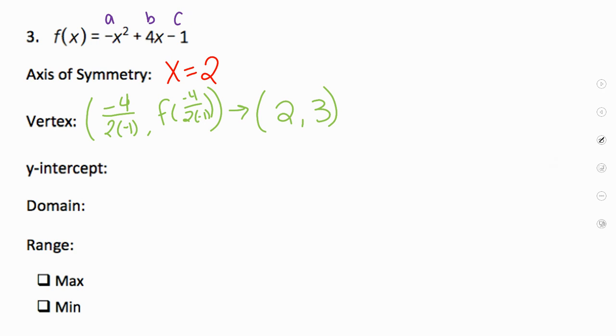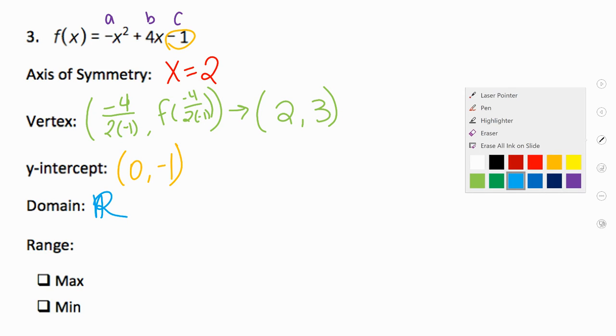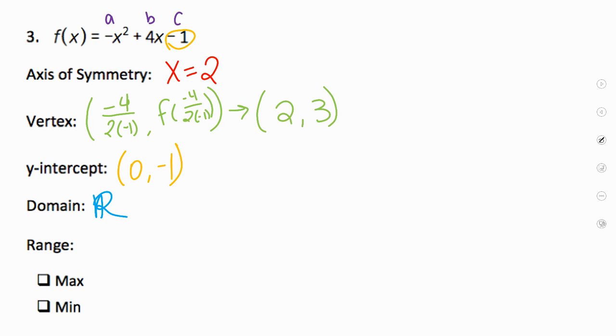Y-intercept is 0, c. Remember, it's that whole number, even with the sign. Domain is all real numbers. Let's look at what range is going to be.